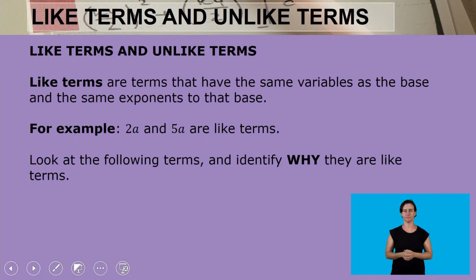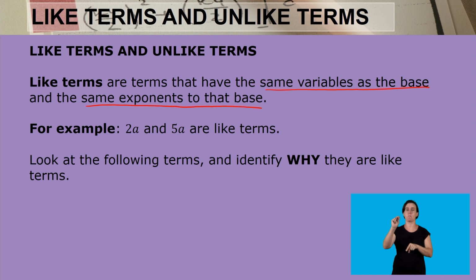So now we are going to be going into that second concept of our concept map, and that is like terms and unlike terms. So let's go into that concept. We are first going to look at the like terms. So what exactly are like terms? Now, like terms are terms that have the same variables as the base and the same exponents to that base. So we need to make sure that they have the same variable and they have the same exponent to that base. Let's look at an example.